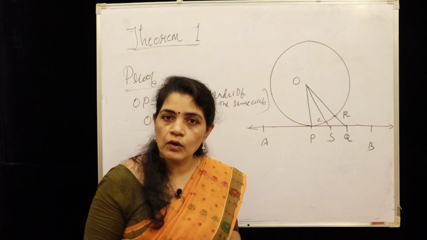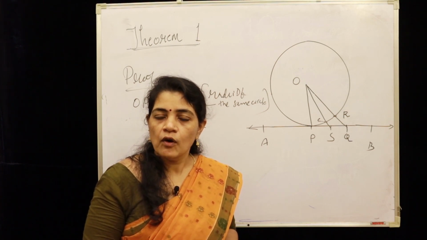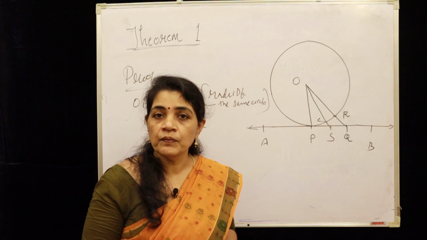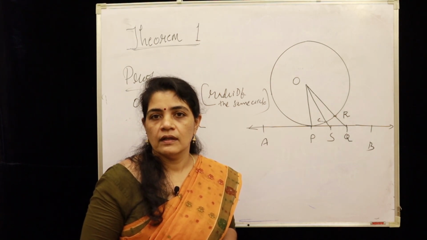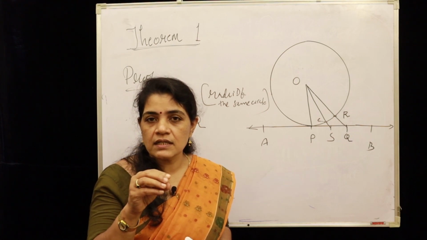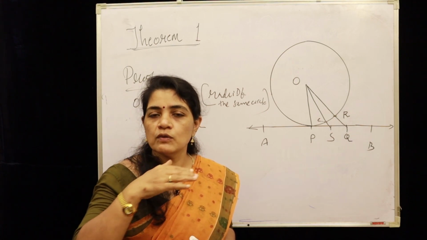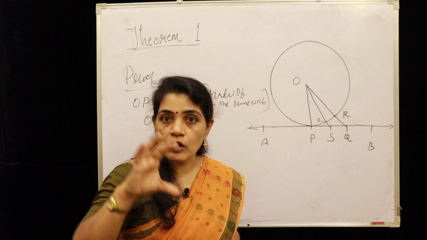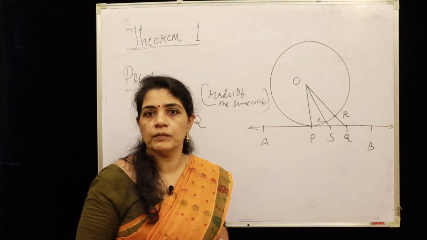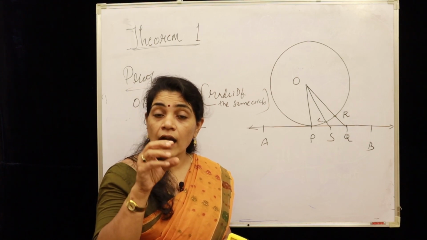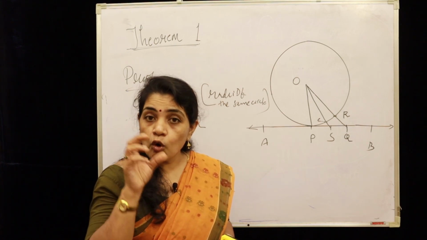I told you in the first video of this lesson, the previous video, that the shortest distance is always perpendicular. The actual distance between a point and a line is the shortest distance, and that shortest distance is always perpendicular. And how have we shown that OP is the shortest?